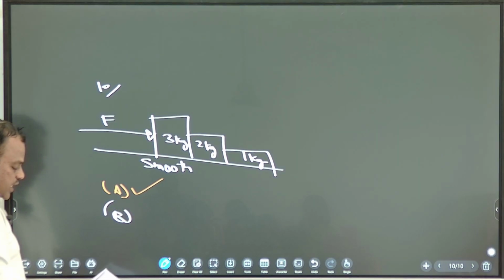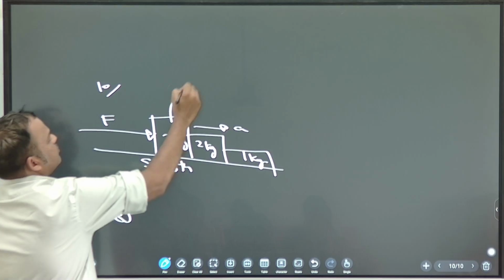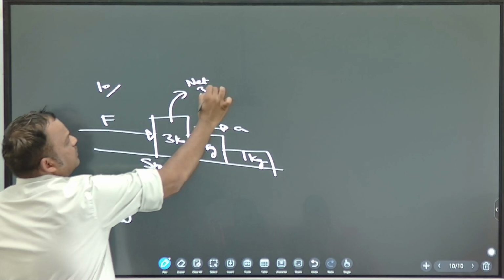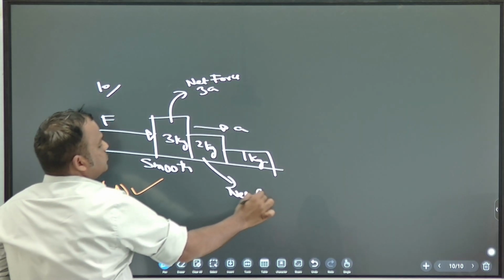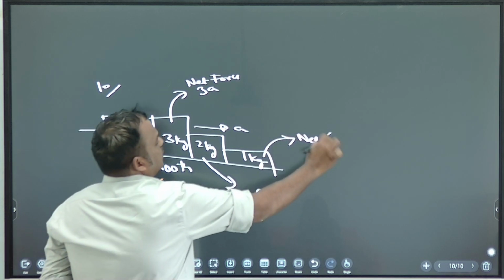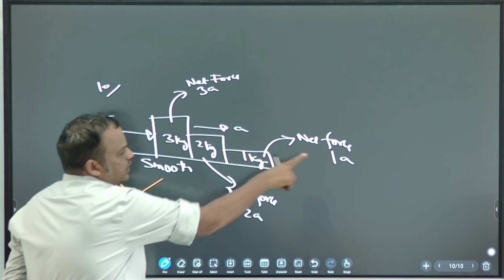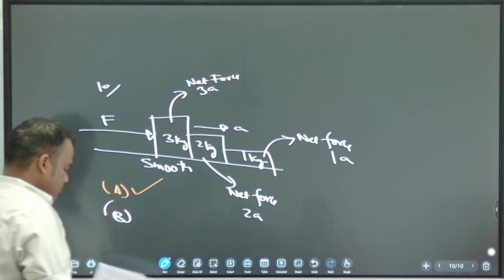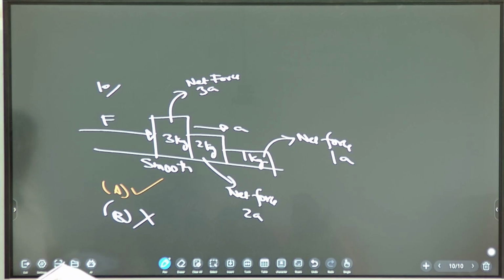Net force on each block is same. False. Suppose acceleration is A. So what is the net force on 3 kg? 3A. Net force on 2 kg? 2A. Net force on 1 kg? 1A. Net force is different. So B is wrong. So only A correct. So first option.